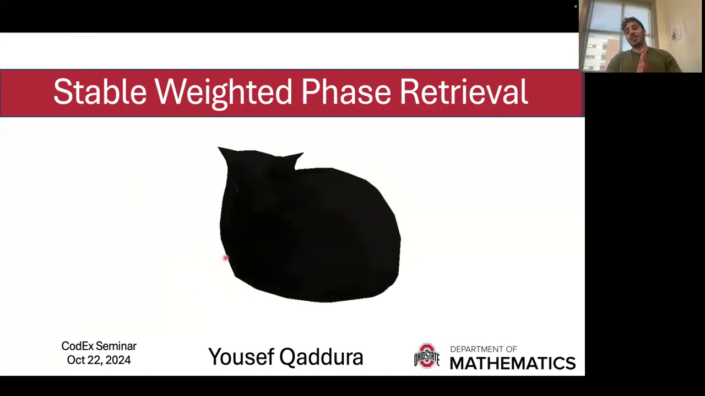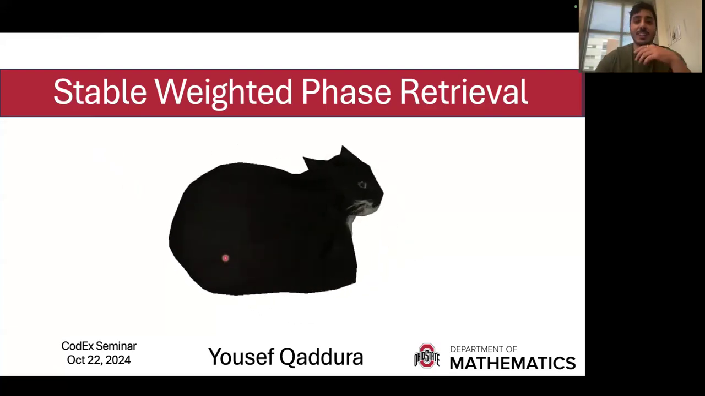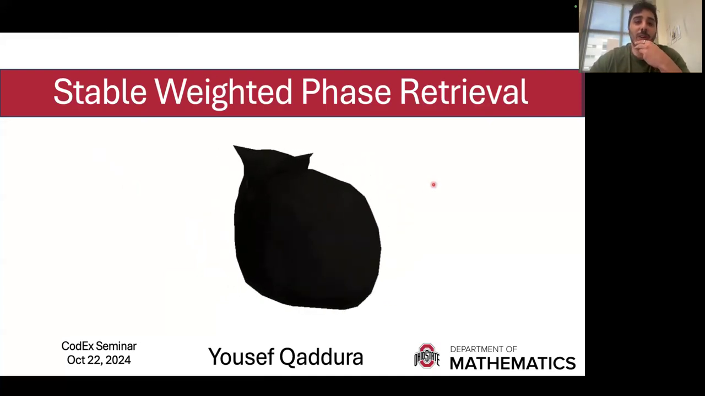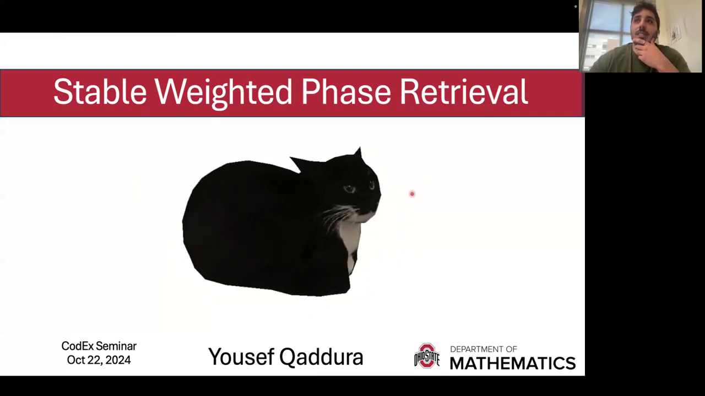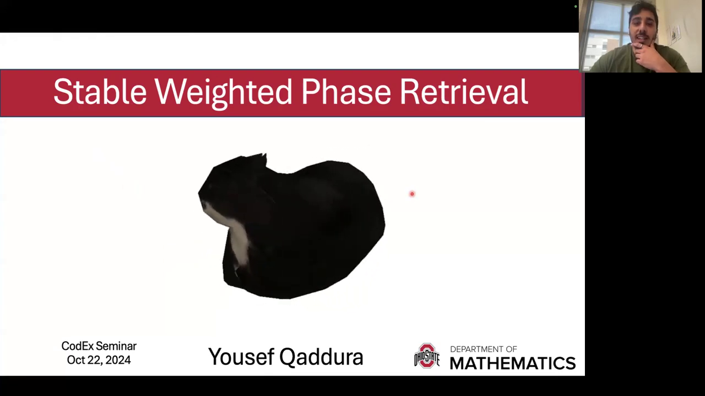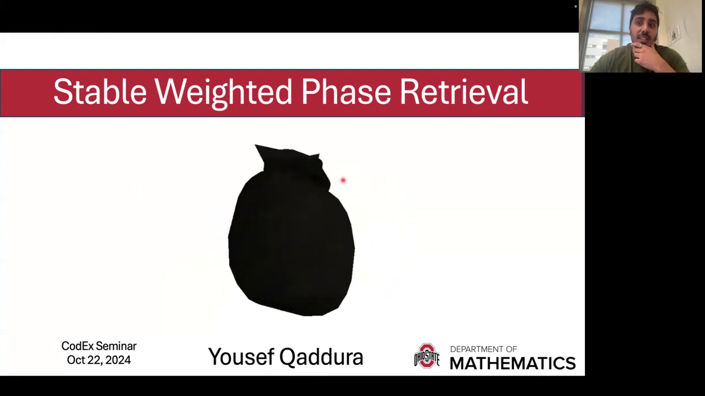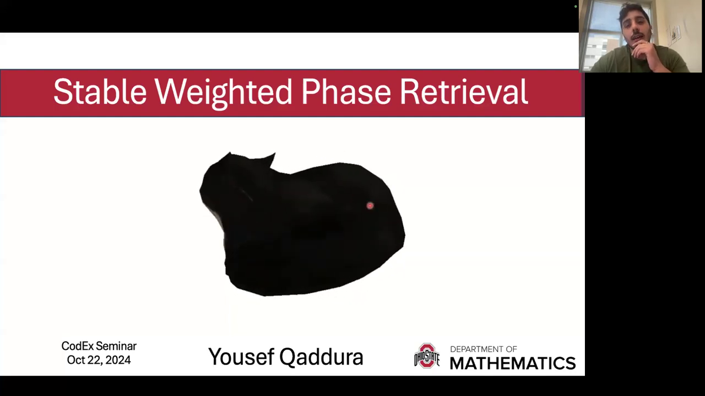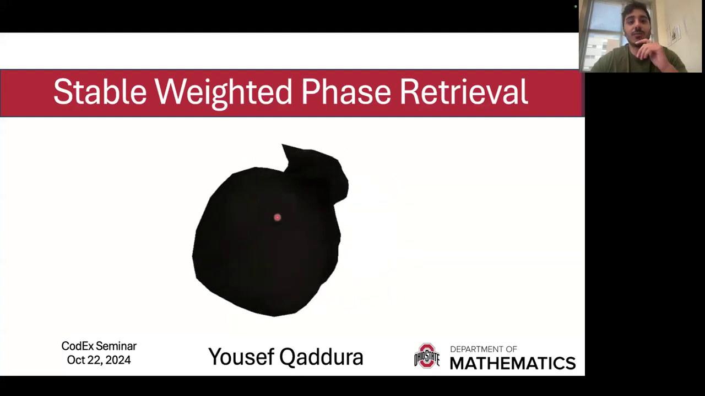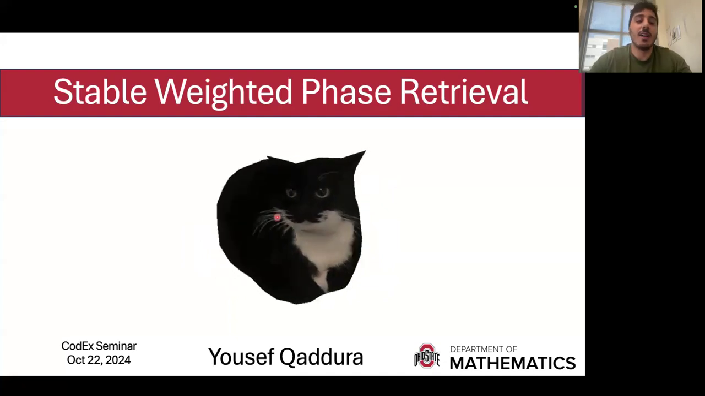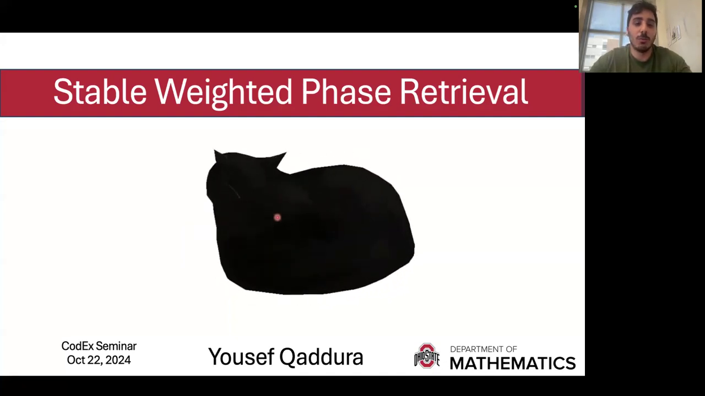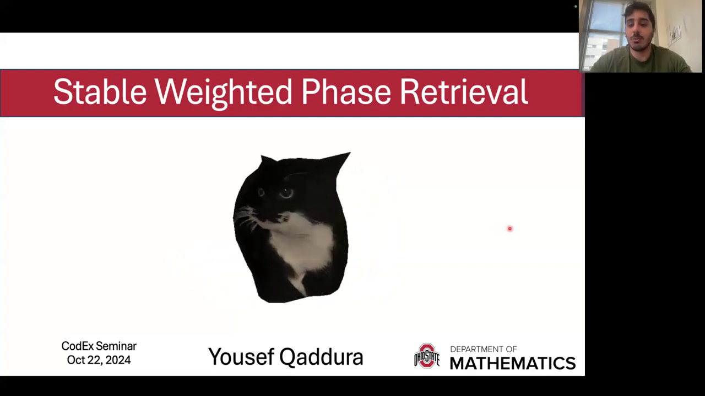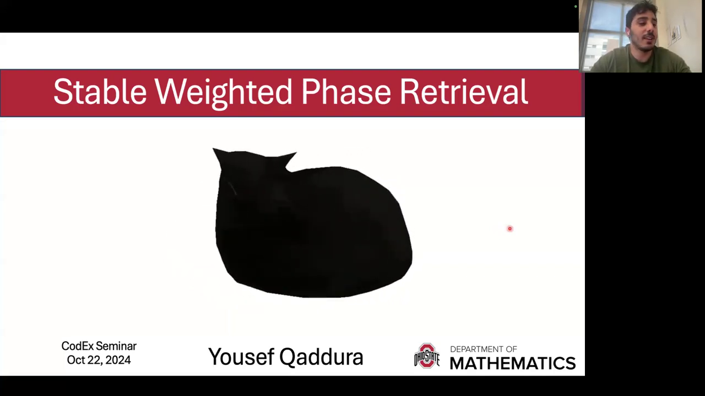Thank you for the introduction, Emily, and thank you to the organizers for the invitation. So today I'll be talking about stable weighted phase retrieval. Some of you might be familiar with standard phase retrieval, and you can find this as a natural mathematical generalization of it. Whether you're familiar with standard phase retrieval or not, I'll still motivate the problem with a cat. I will go a bit fast in the motivation because the rest of the talk will not depend on it.